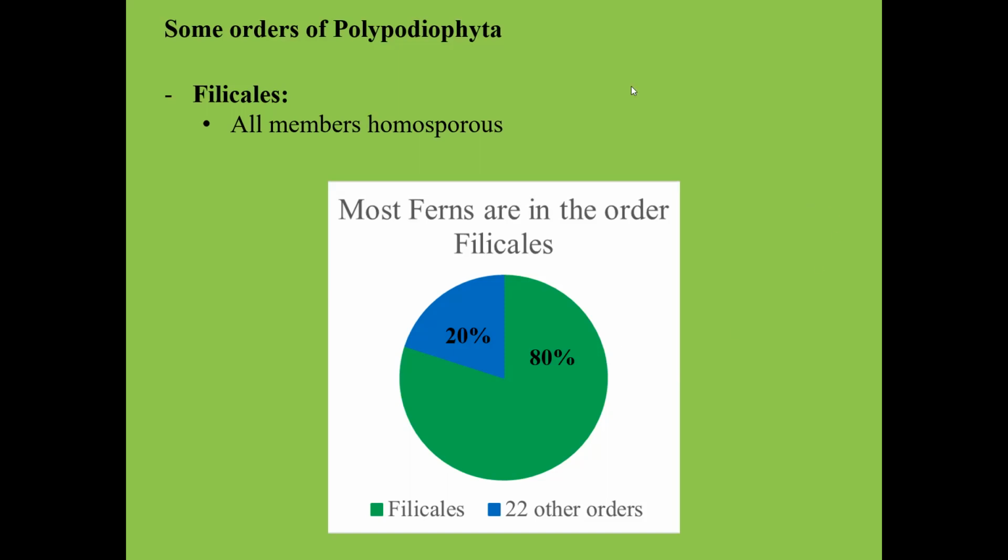You notice here, there are 22 other orders though. We're only going to talk about a total of 3. But just so you know, there are at least 22 other orders of ferns. Okay. Who's in Filicales? So here are some highlighted species in Filicales. You'll be able to see at the very least herbarium specimens of these species in lab after the break.